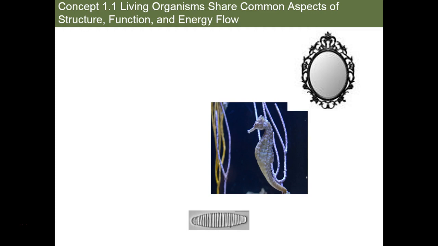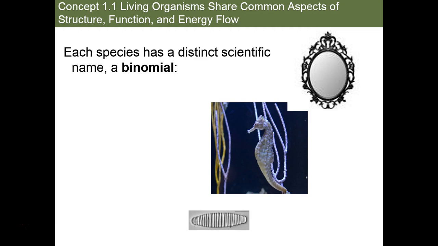Next, we're going to talk about how organisms are classified and how they are related. Each species has a distinct scientific name, also referred to as a binomial name. This means that there are two parts to their name. Binomial name is made of the organism's genus and species. The scientific name must be italicized or underlined when writing or typing it. The first letter of the genus name is capitalized and the species' first letter is always lowercase.